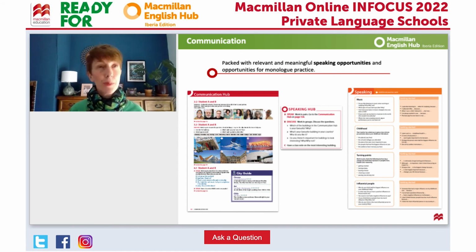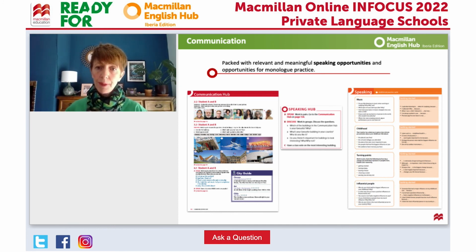It's a really communicative book. It's really important to get our students talking, and the amount of speaking opportunities that Macmillan English Hub has packed within it are incredible. So if you open any double-page spread of the book, whether it's a grammar lesson or a vocab lesson or a reading lesson, you've got opportunities for speaking all the way throughout the book.